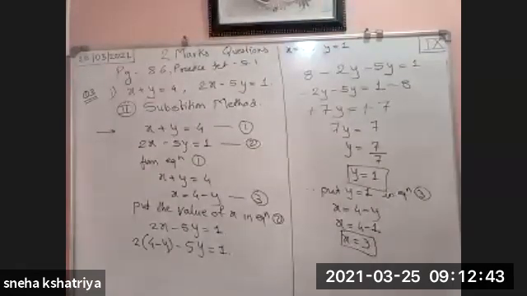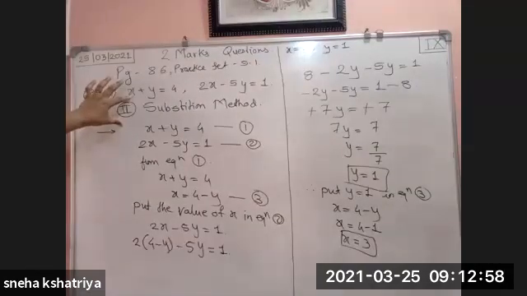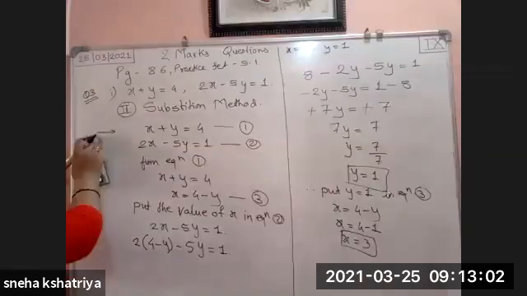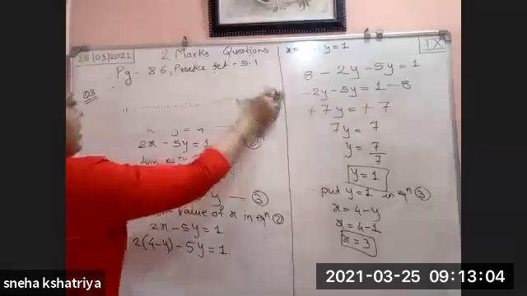If a simple question is given, like solve the following sets of simultaneous equations, you can use any method. But if it is specifically specified to use this method or that method, then you have to go for that only. Okay. So now we will see the second question.